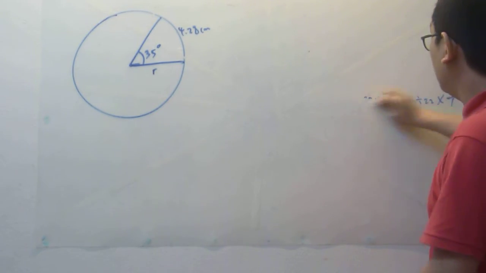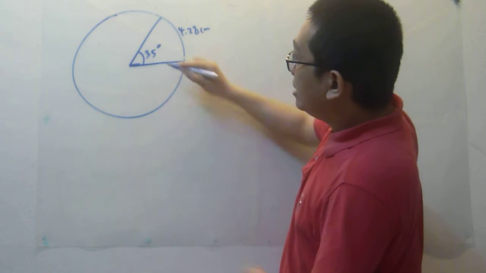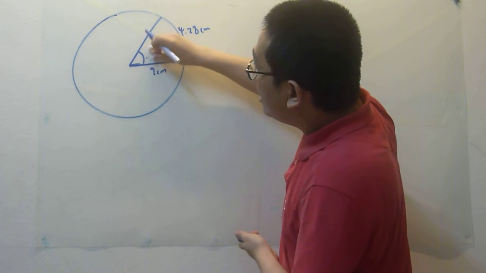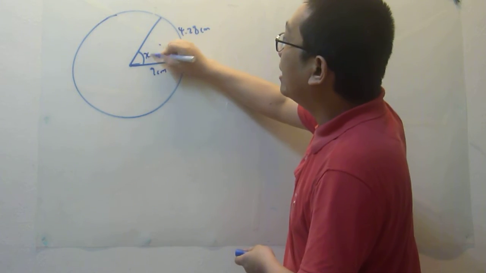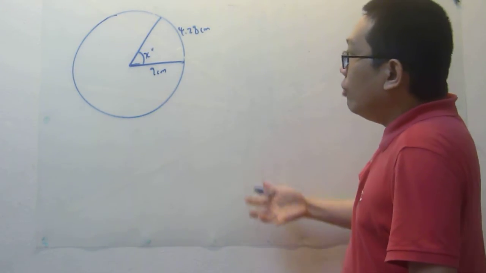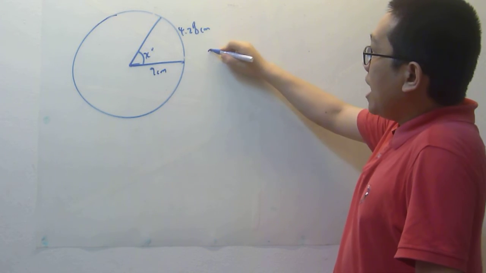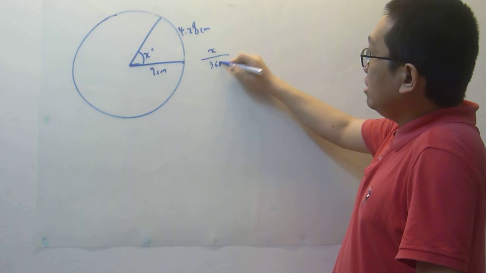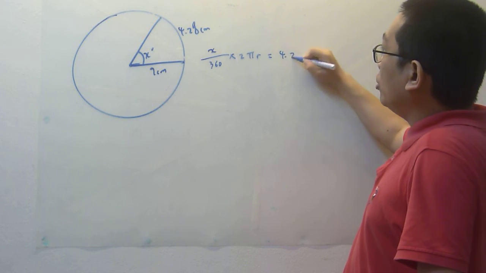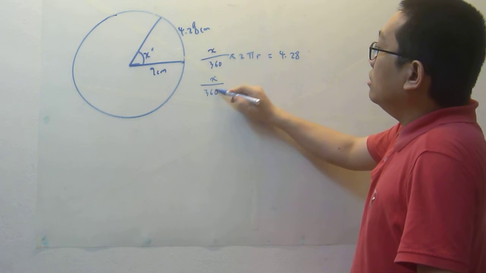So how about if the question gives you the radius, and the degree is the one that you need to find, and the minor arc remains as 4.28? So for this question, x divided by 360 times 2 pi r equals 4.28. So x is the one that I have to find.